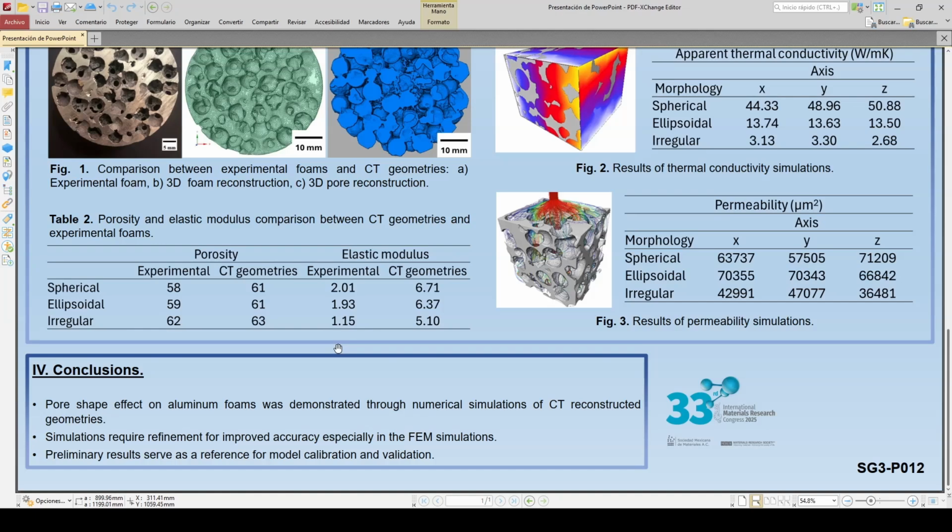using better meshing parameters, using boundary conditions that have better accuracy resembling the actual conditions of experimental tests. Especially in the mechanical simulations, where we really have a big margin of error. And finally, we conclude that these preliminary results will serve as a reference for model calibration and validation.